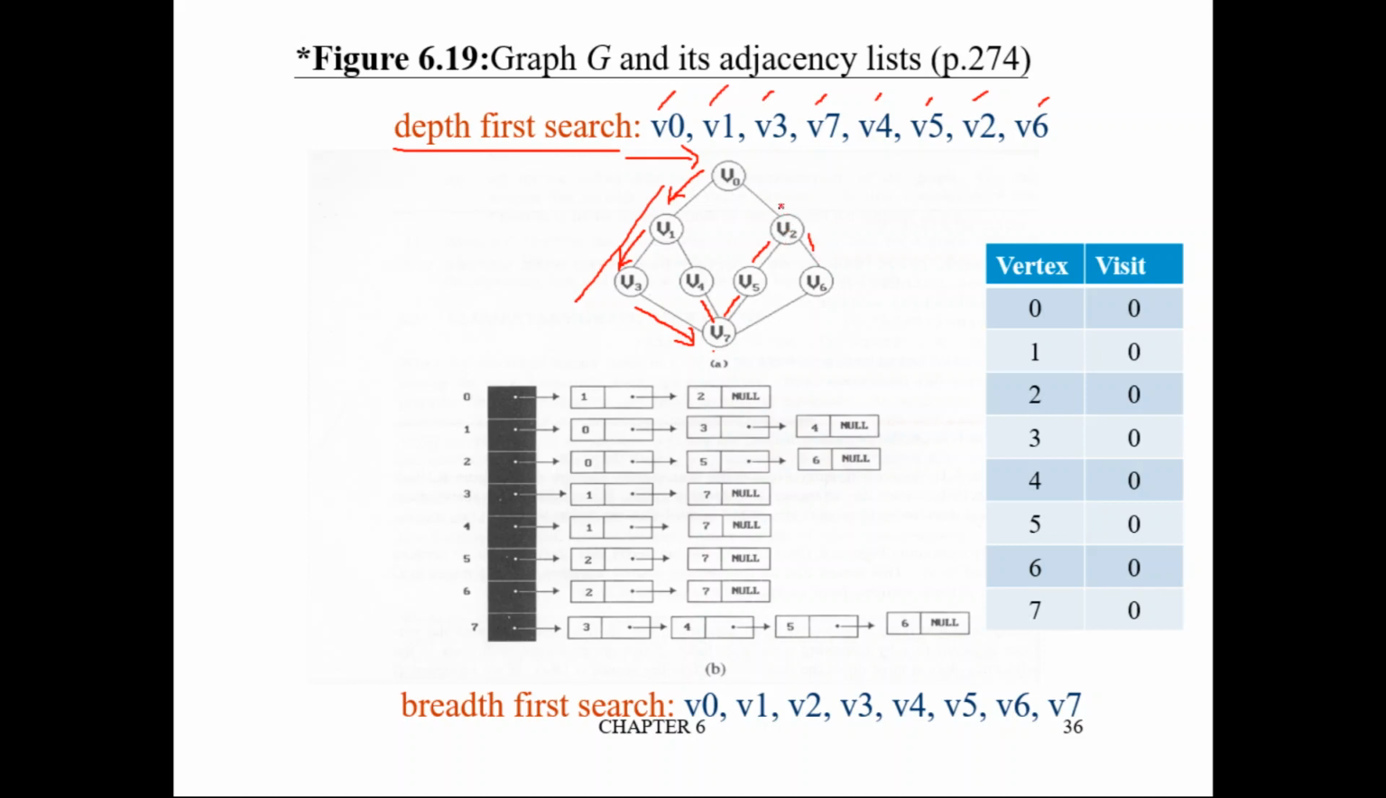Now from V2 everything is visited. V0 and V6 are visited. From where did you reach V2? From V5. So go back to V5. From V5 all the vertices were visited, V7 and V2. From where did you reach V5? V7. So go back to V7. From V7 all the vertices are visited, V4, V5, everything. From where did you reach V7?